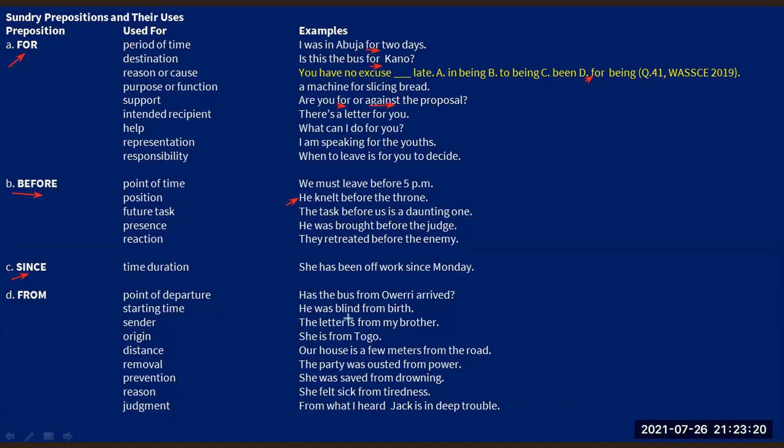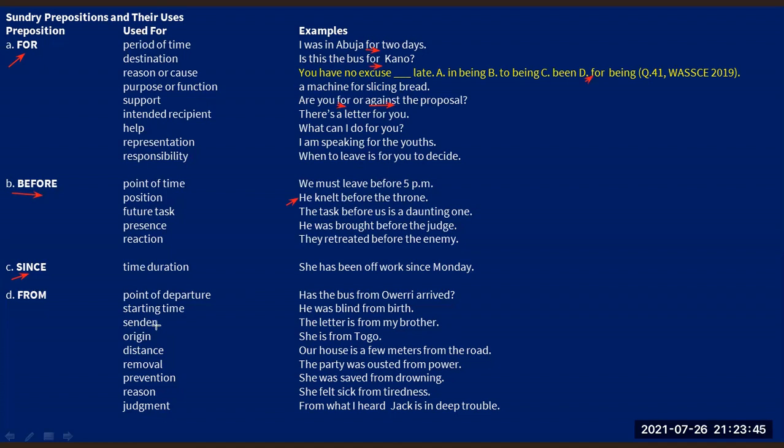For example, he was blind from birth. That was the time the blindness started, from birth. That's the point at which something started. All right, then it can be used to indicate a sender.